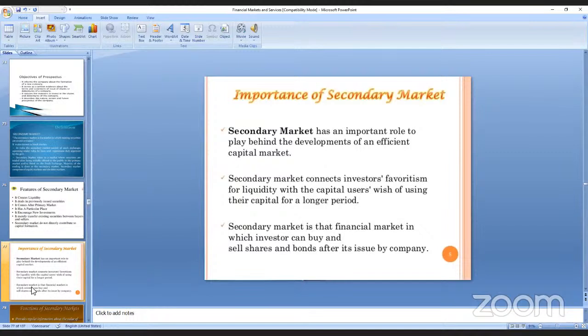Next, what is the importance of the secondary market? The secondary market has a very important role. To increase our capital, GDP or income, the secondary market has a big hand, a role to play behind the development. That is the development of capital, and the development of an efficient market. The secondary market connects the investors' preference for liquidity with the capital users. So it develops an efficient market, and it is also connected with new customers and new investors.